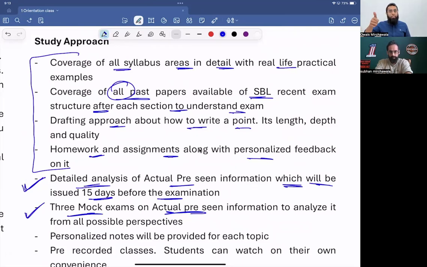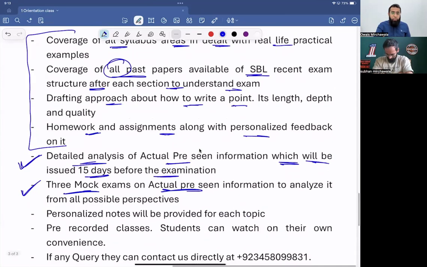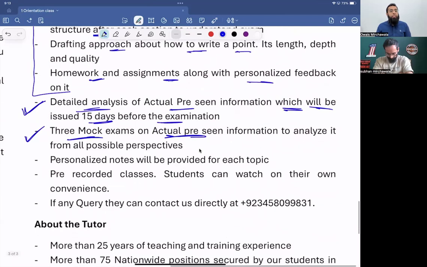All the course areas in detail, our notes, our examples, our analysis, all the past papers, the drafting approach, professional skill marks. And once you get the pre-seen, the detailed analysis of that, and then the mock exams. You will be getting our personalized notes for each topic. You will be getting pre-recorded classes so that you can watch at your own convenience.